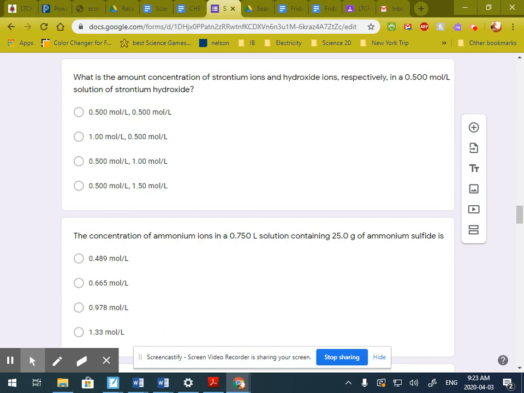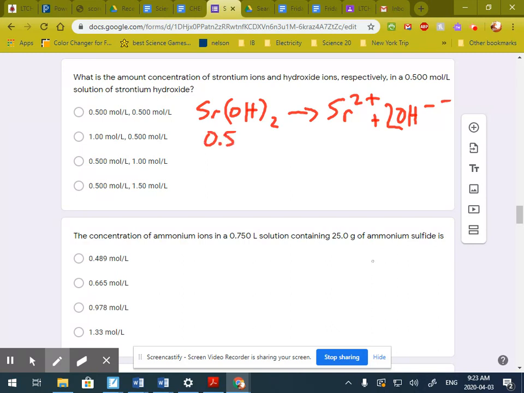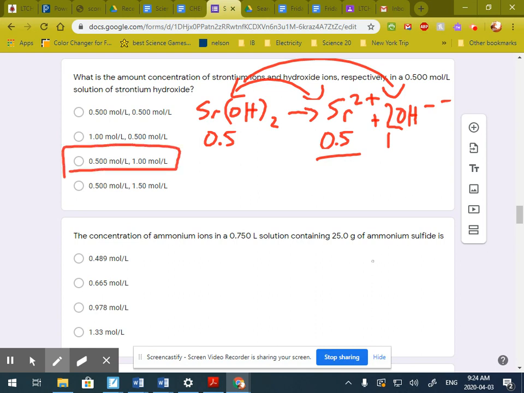Okay, what is the amount concentration of strontium ions and hydroxide ions if something dissociates of strontium hydroxide? A couple astute students realized that wasn't soluble, so I'll have to change that for next year. But if it was to break up, it would break up into 2 hydroxides and 1 strontium, and we would have 0.5 there. These are in the same ratio, so this would also be 0.5. Going from here to here, we have twice the amount, so it would be 1. So how much strontium ions are there? 0.5. How much hydroxide ions? 1. So the correct answer is right there.